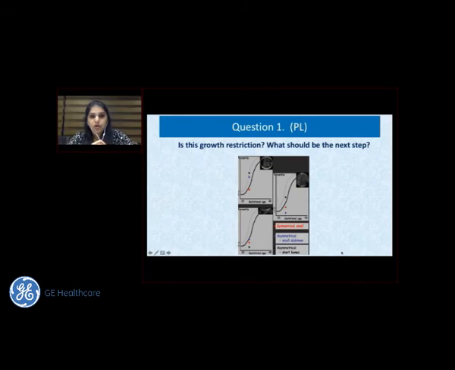So this doesn't fall into the definition of a growth restriction because the fetus is actually growing on the 14th centile. But as we see that the abdominal circumference and the femur length are slightly lagging behind, I would just not want to leave this fetus alone without further surveillance. And since all other parameters on today's ultrasound are normal, I would call her back in 2 weeks' time to reassess the interval growth, Dopplers, and the AFI.